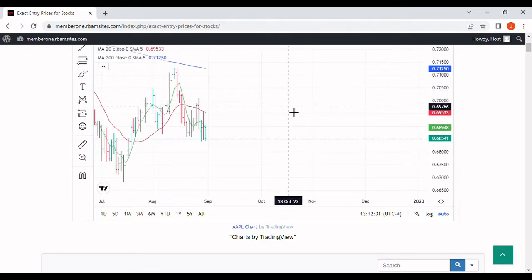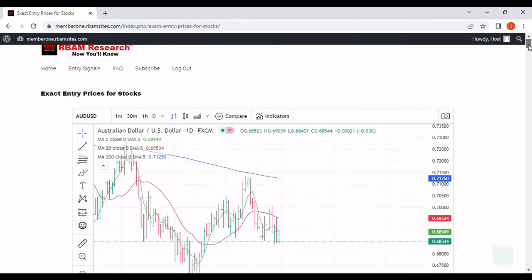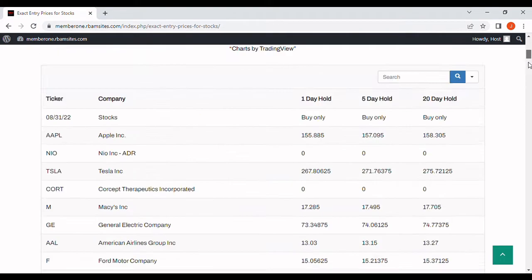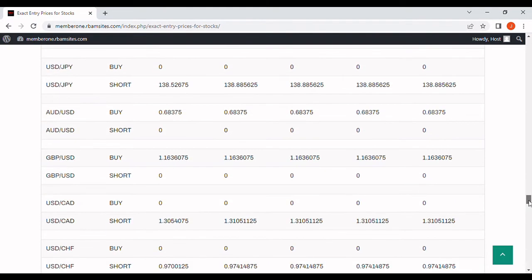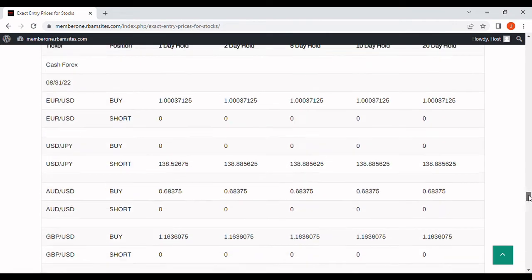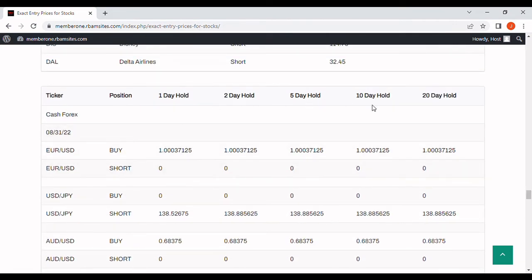Looks like our low for the day is 0.68407. That's 68407. So we have not touched it yet. So we're a little bit lower than that, and it's all the way across. The way these work, you buy them in the column that you select. So it would be 1, 2, 5, 10, and 20-day hold.